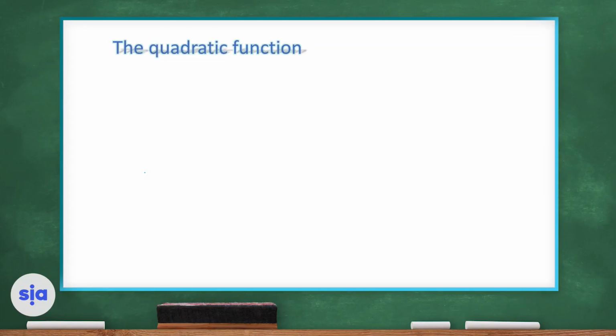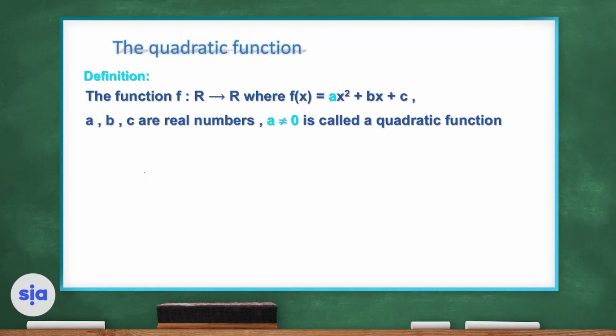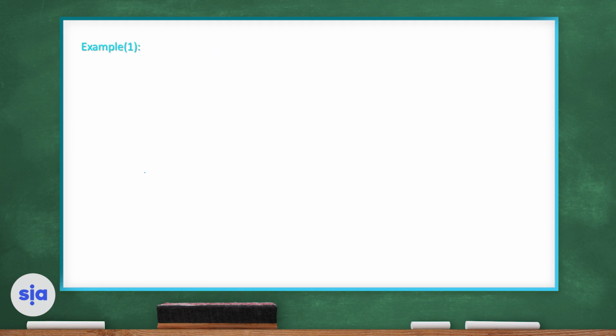Today we'll be talking about the quadratic functions. What is a quadratic function? The quadratic function is the function that is written as f of x equals ax squared plus bx plus c, where a, b, and c are real numbers, and a is not equal to 0. Let's go to example 1.